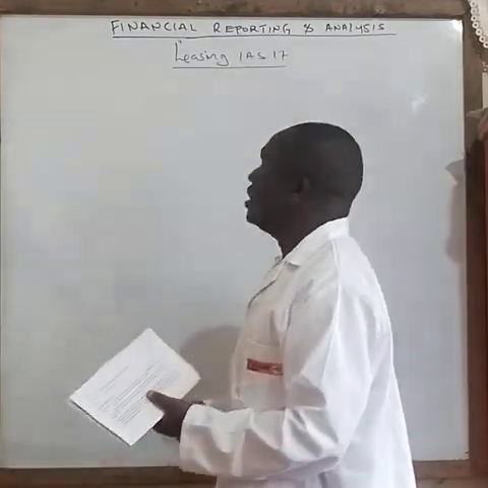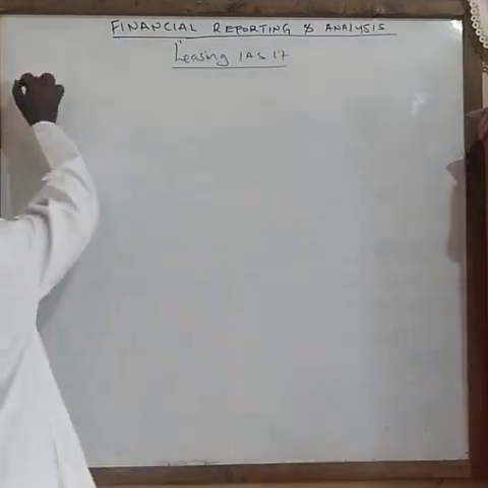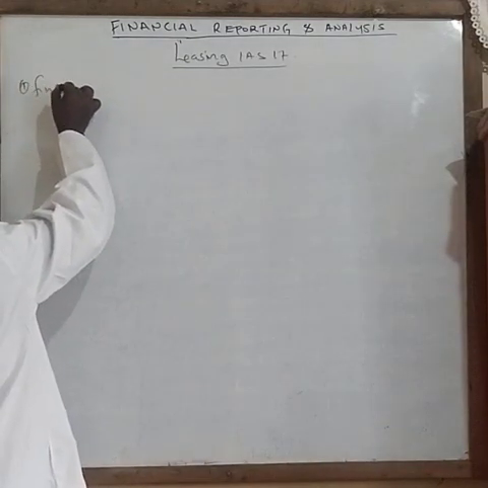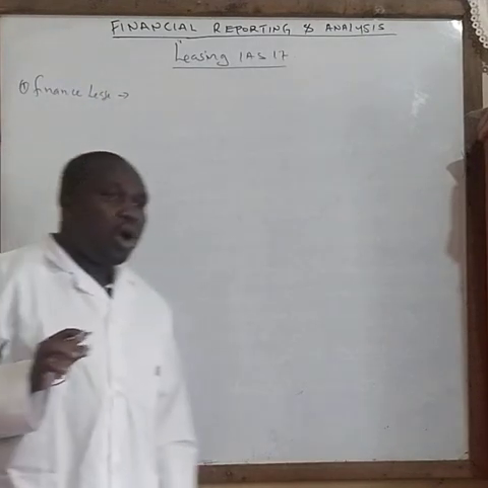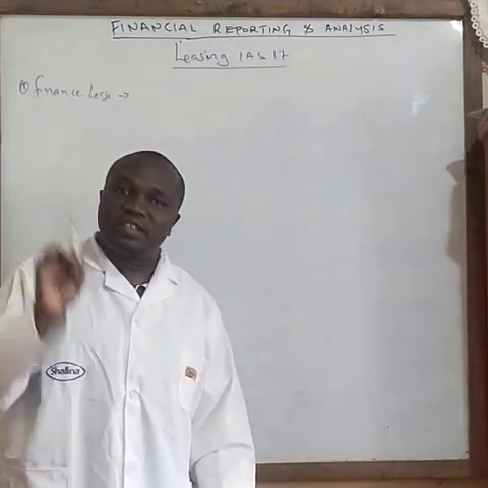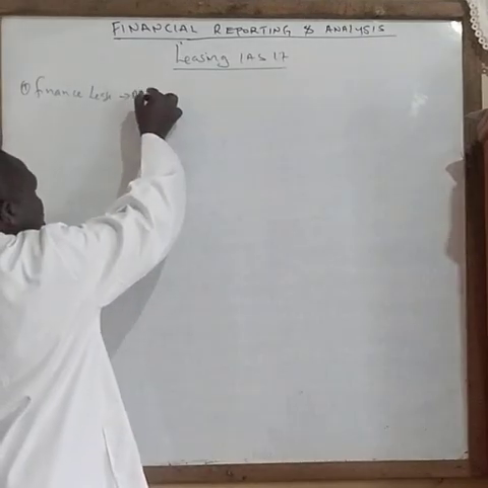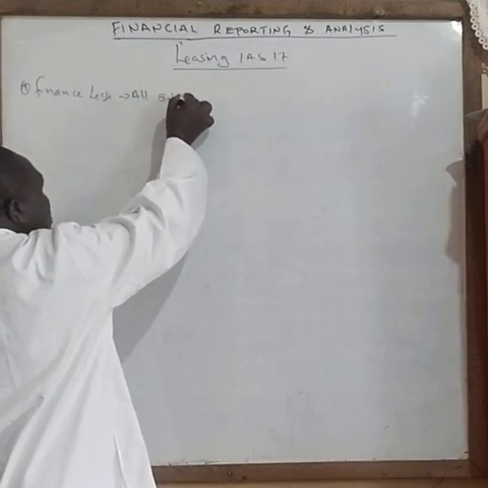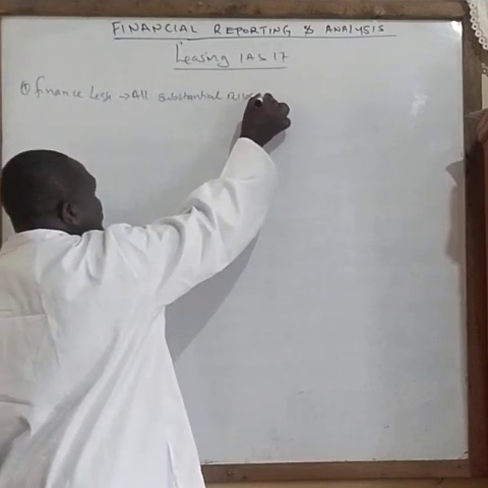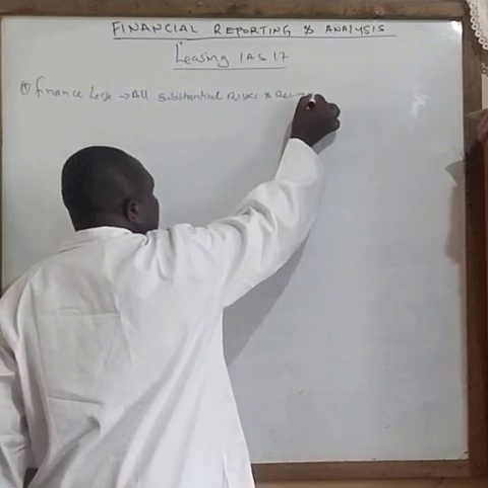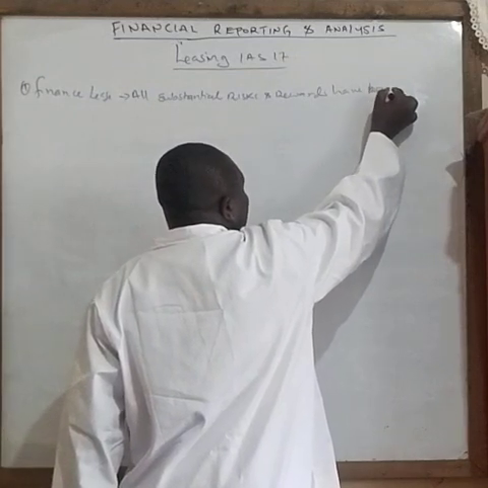Now under this IAS 17, there are two main types of leases. The first one is what they call finance lease. Finance lease is where all substantial risks and rewards have been transferred to the leasee. Very important: all substantial risks and rewards have been transferred.